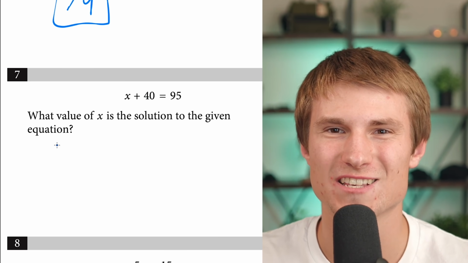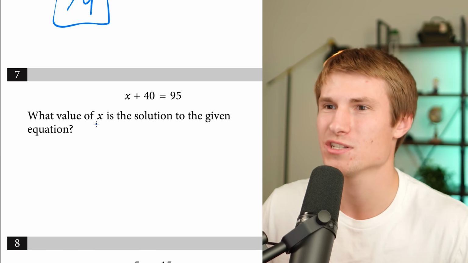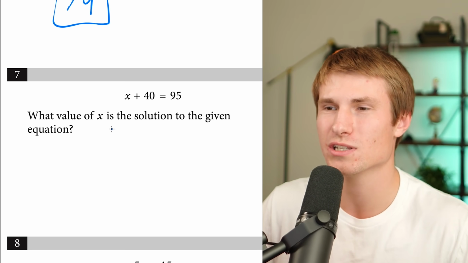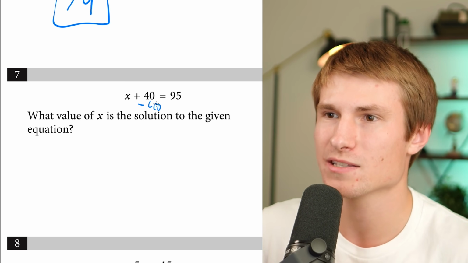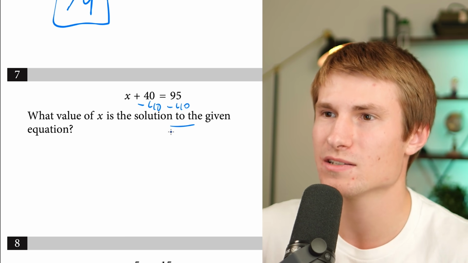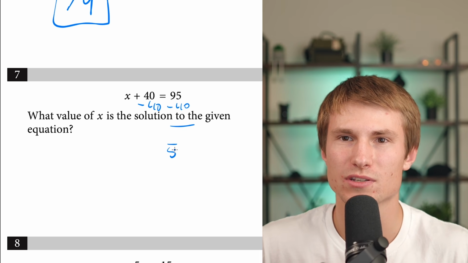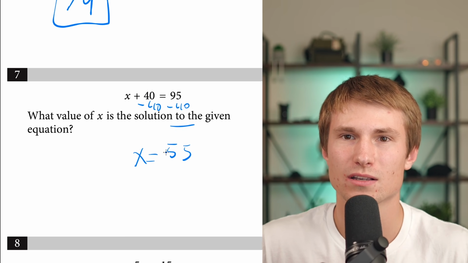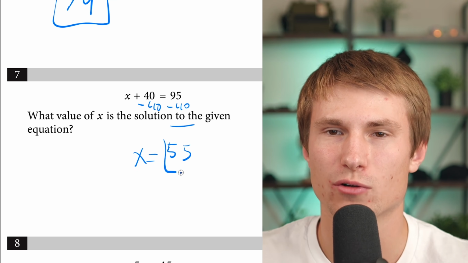Here's how to solve this SAT math question in under 30 seconds. The question states, what value of x is the solution to the given equation? Well, we've got to isolate x, so let's go ahead and subtract 40 from both sides. 95 minus 40 is going to leave us with 55 is equal to x. So the value of x that is the solution to the given equation is 55.